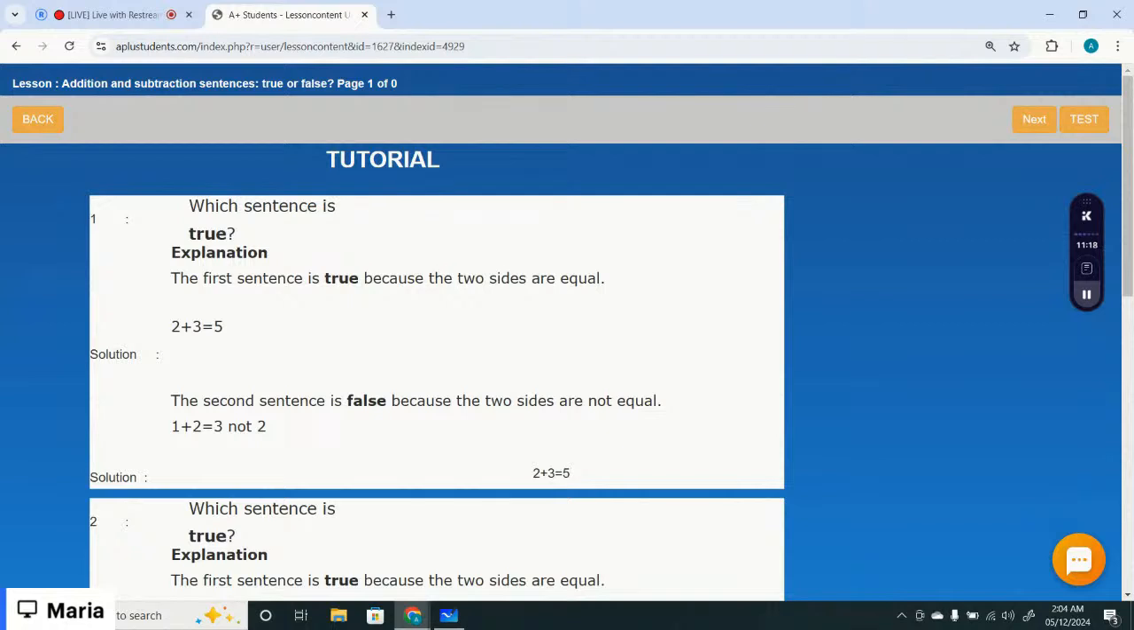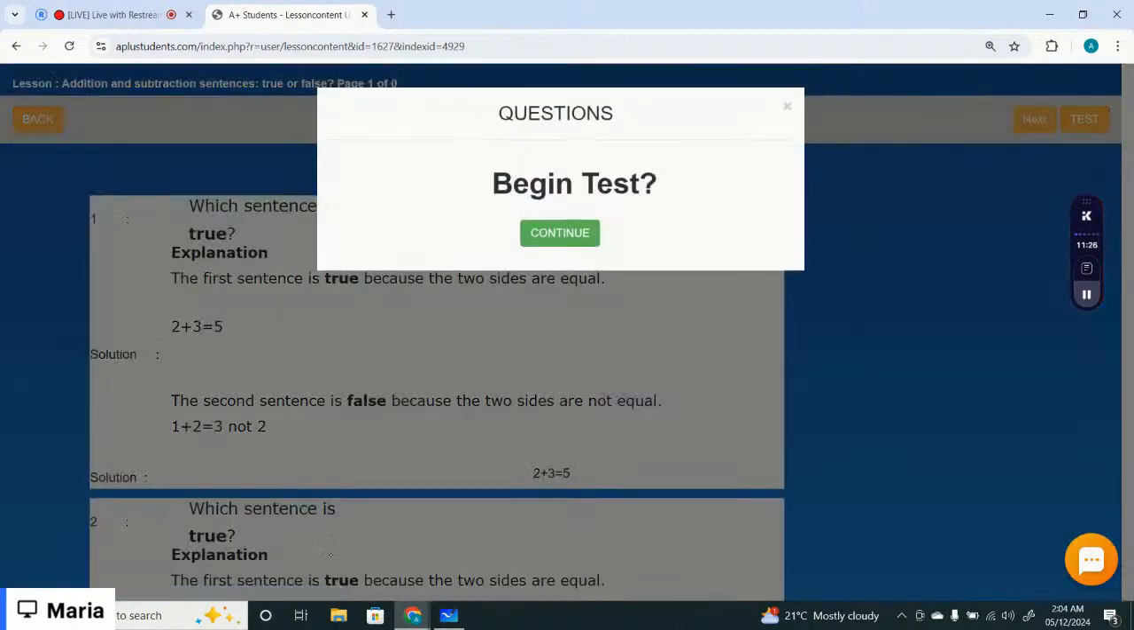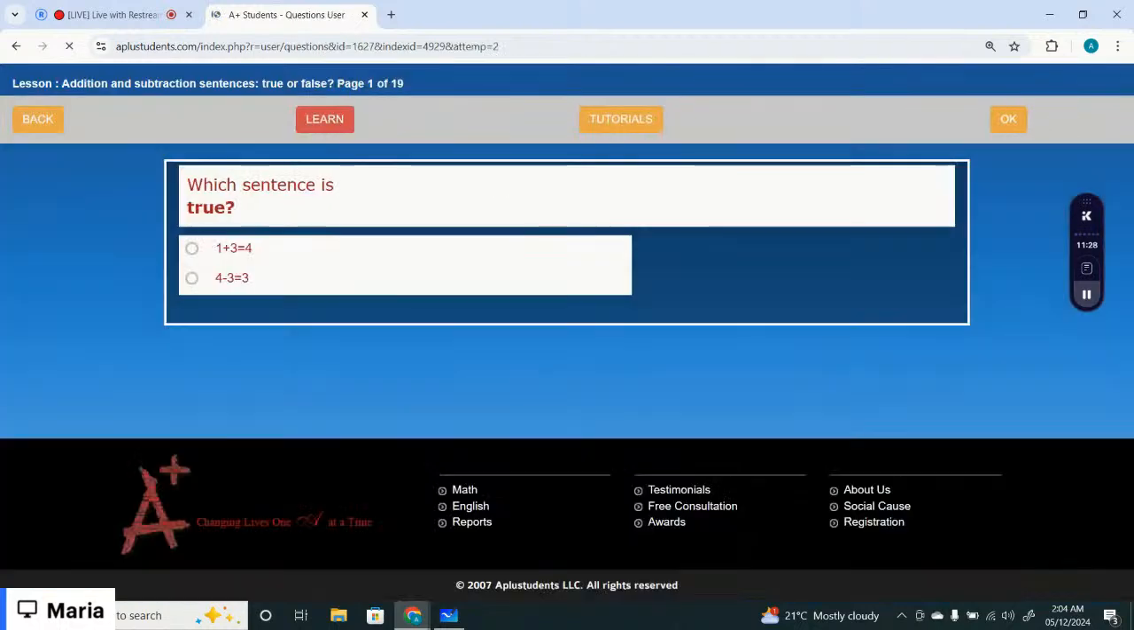Let's start with the test questions. Let's see how we solve the questions. Which sentence is true? 1 plus 3 is 4 and 4 minus 3 equals 3. So which is the correct option?